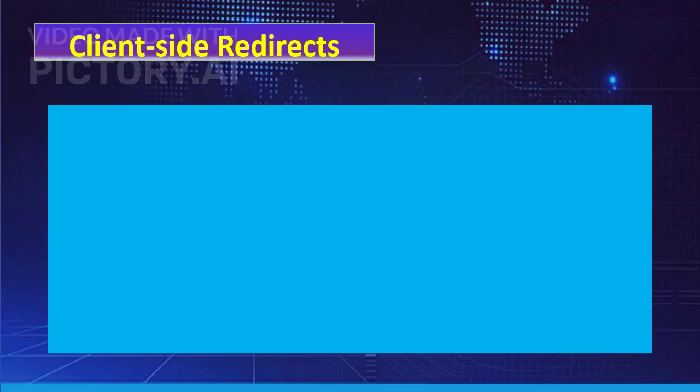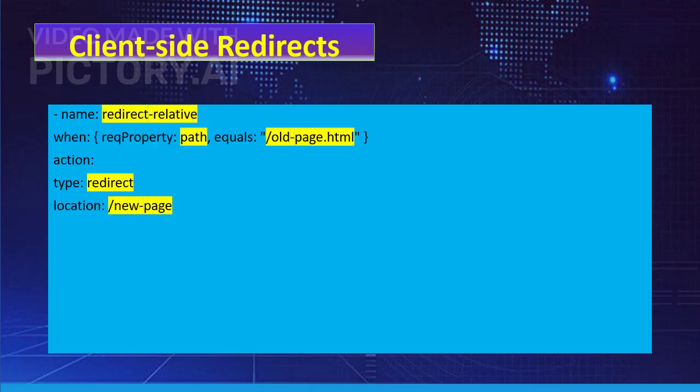Another example of client-side redirects is a relative redirect. In this case, the path /old-page.html is redirected to /new-page. This type of redirect is useful for maintaining relative paths within the same domain.